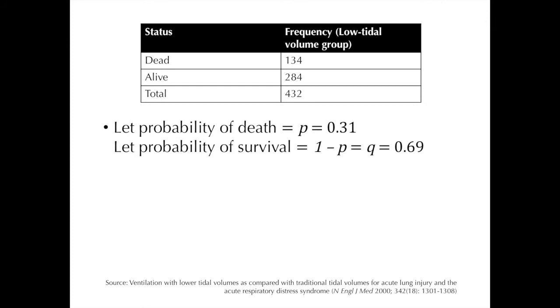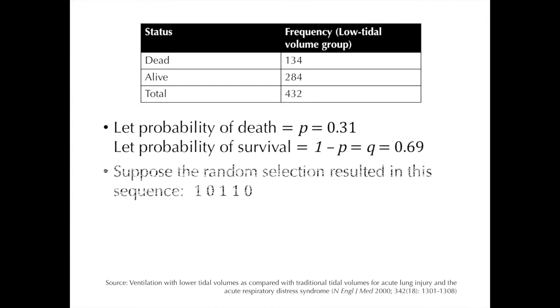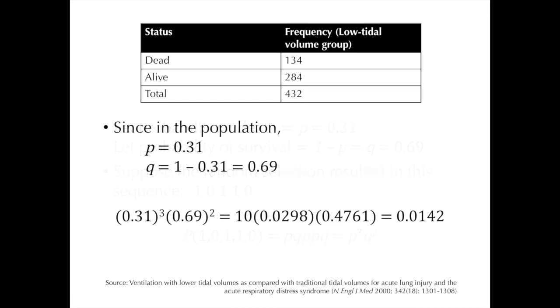Now, suppose the random selection resulted in this kind of sequence. So we have a success, then a failure, then a success, then another success, then a failure. Since each patient is independent of each other, the probability of the above sequence of outcomes is found by means of the multiplication rule, which is such. So computing for this probability, we get 0.0142.